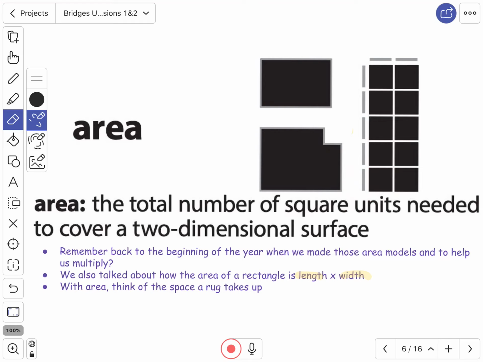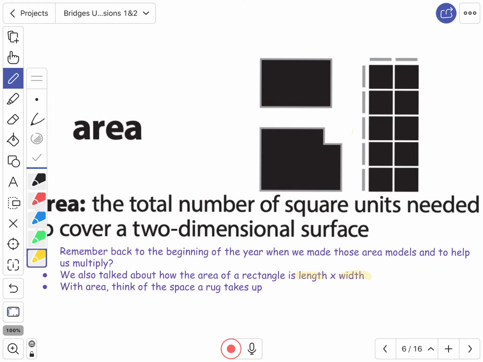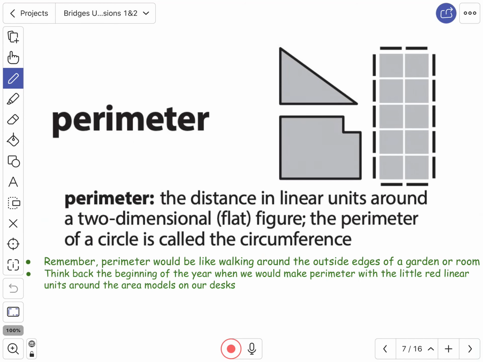Okay. Anyway, I just wanted to show you that so that you can kind of see what I'm talking about here. And then with area, think of the space a rug takes up. So it's flat, right? And think about the space that a rug just takes up. That is what we want to think about with area, okay? All right. Then you have perimeter. Perimeter is the distance in linear units around a 2-dimensional flat figure. The perimeter of a circle is called the circumference.